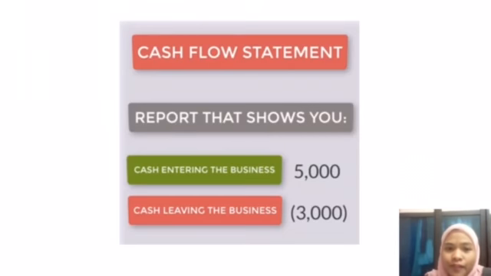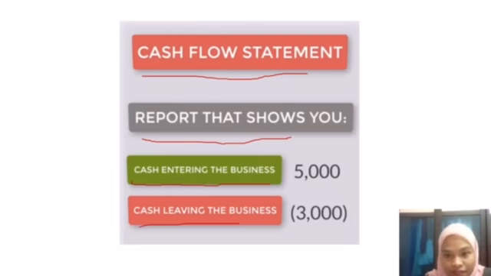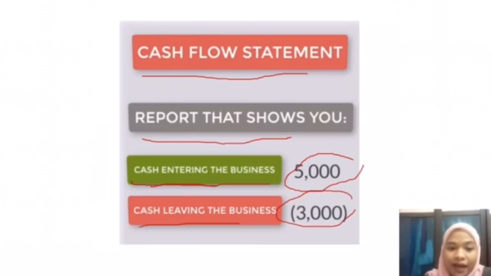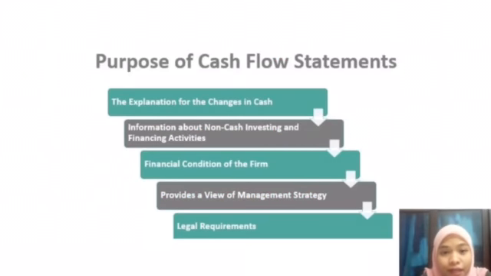So the cash flow statement is a report that shows us when cash enters the business and when cash leaves the business. If it shows a positive figure, it means that cash entered the business. If it shows a negative figure, it means that cash left the business. So what is the purpose of the cash flow statement? It explains the changes in cash, because from the cash flow statement, we will know where the money goes out and where the money comes from.